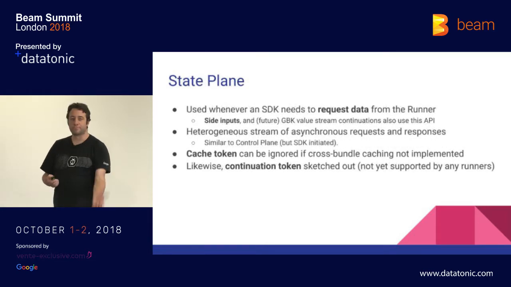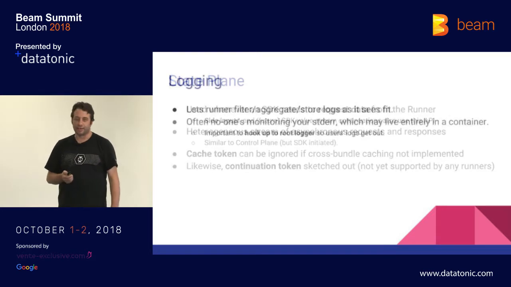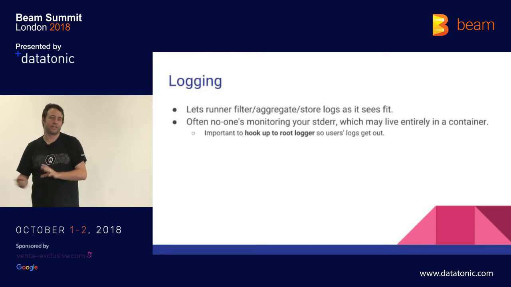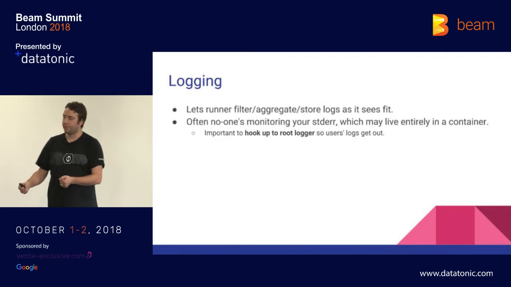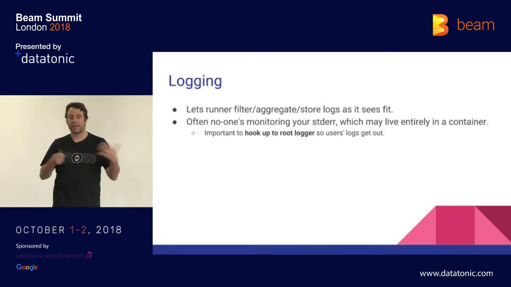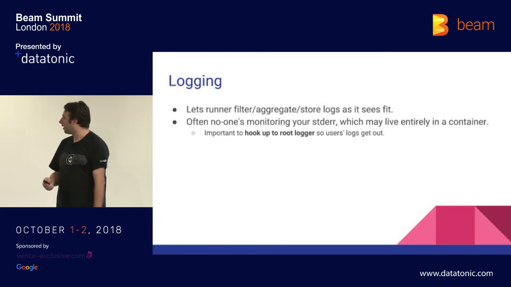The state plane, as I mentioned, is pull requests, where the SDK wants to request information from the runner. And then logging is when you want to log information. For instance, if the user is using the logging API that's standard to the language, like Java logging or Python logging, what you typically want to do is redirect this logging, or at least copy this logging, out to the logging API so that the runner can have access to this information, as opposed to it being in some standard error log, sitting in some JVM, sitting in some Docker image on a remote machine.